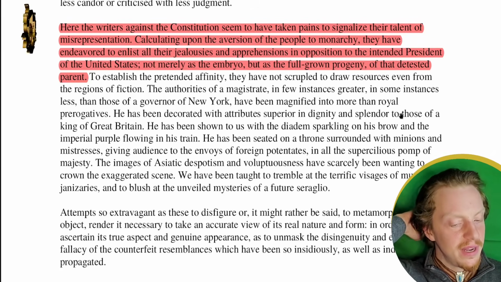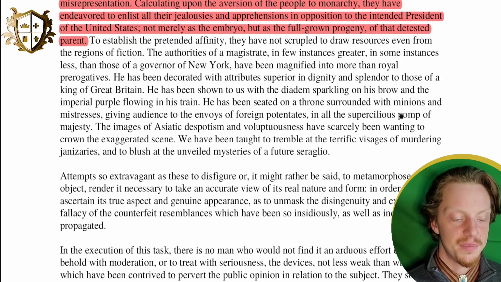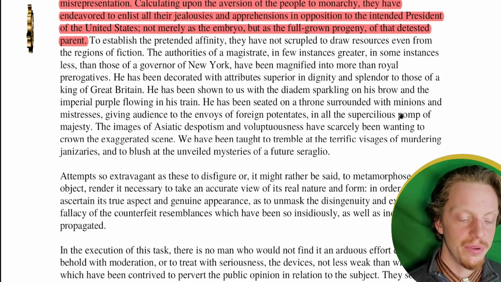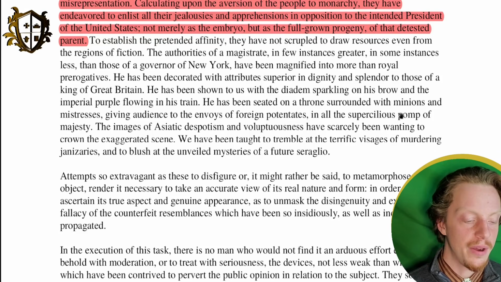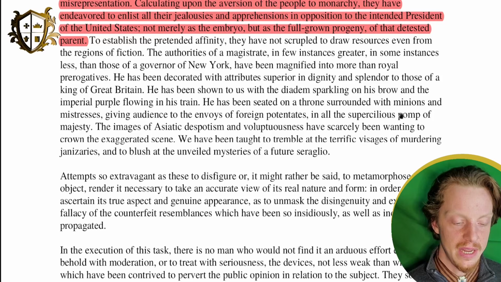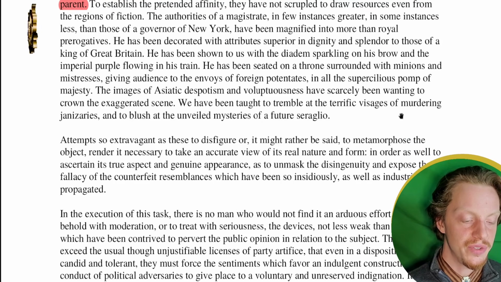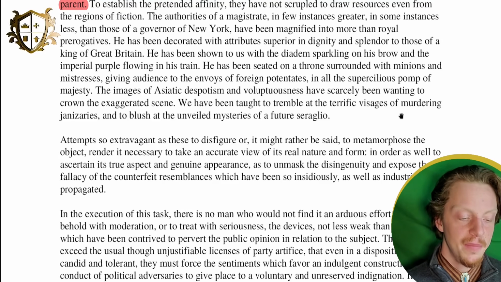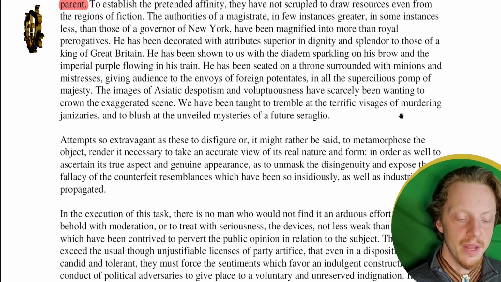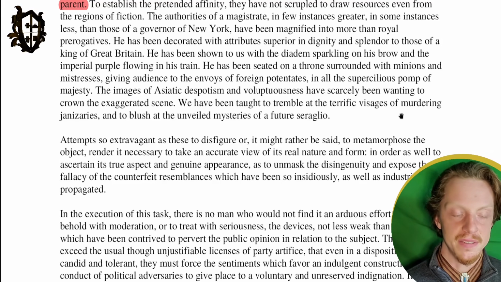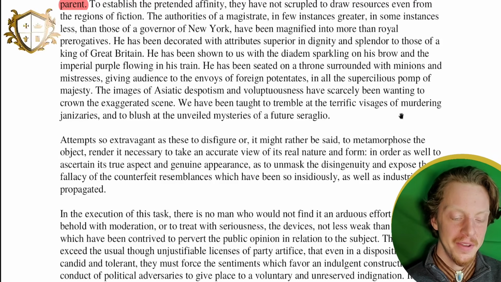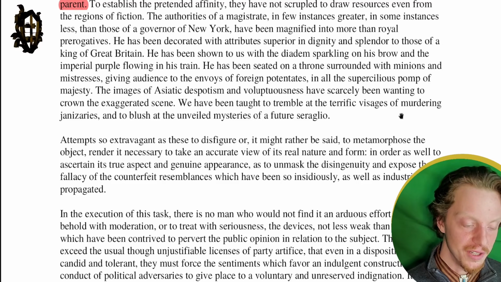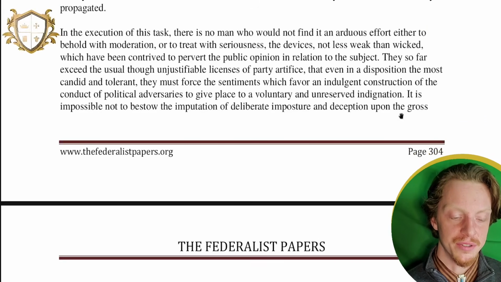New York had been magnified into more than royal prerogatives. He has been decorated with attributes superior in dignity and splendor to those of a king of Great Britain. He has been shown to us with the diadem sparkling on his brow and the imperial purple flowing in his train. He has been seated on a throne surrounded with minions and mistresses, giving audience to the envoys of foreign potentates in all the supercilious pomp of majesty. The images of Asiatic despotism and voluptuousness have scarcely been wanting to crown the exaggerated scene. We have been taught to tremble at the terrific visages of murdering Janissaries, to blush at the unveiled mysteries of a futile seraglio.